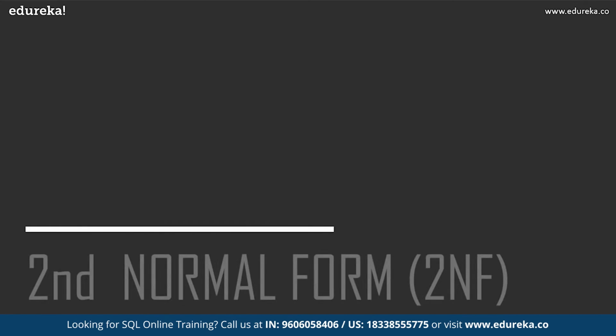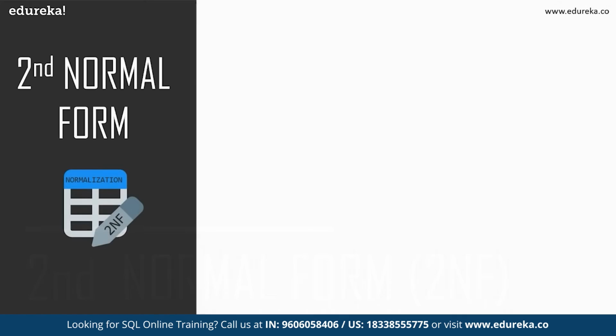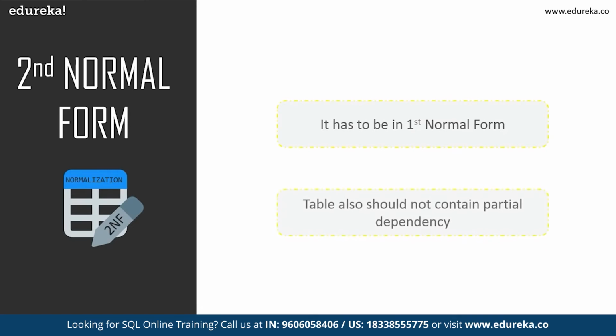Now, let's move to second normal form. Second normal form was originally defined by E.F. Codd in 1971. A table is said to be in second normal form only when it fulfills the following conditions. The first condition is it has to be in first normal form. And the second one is the table also should not contain partial dependency. Here, partial dependency means a proper subset of a candidate key determines a non-prime attribute.